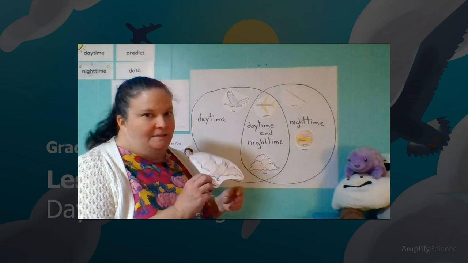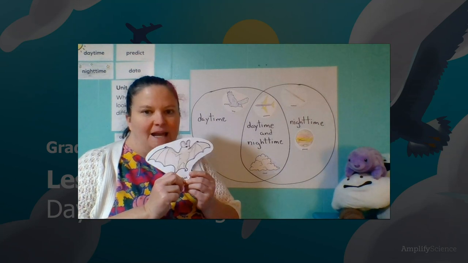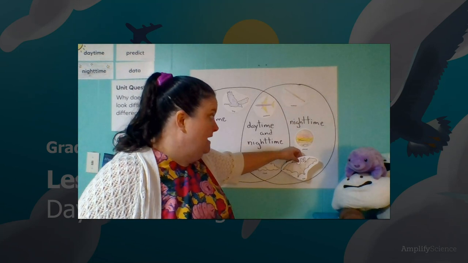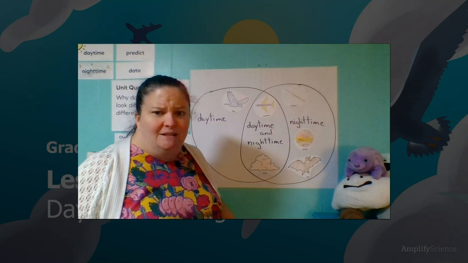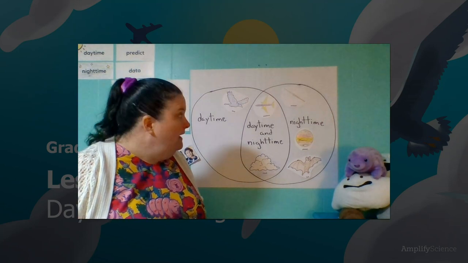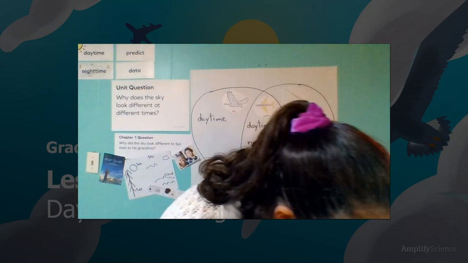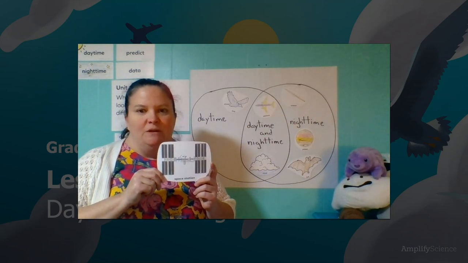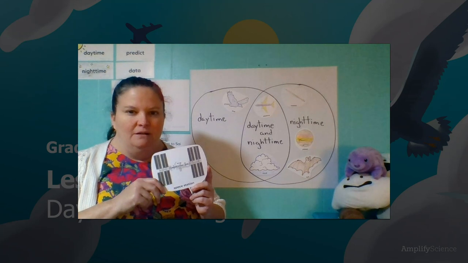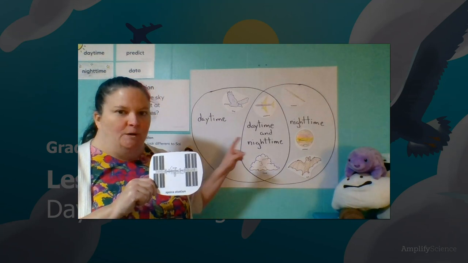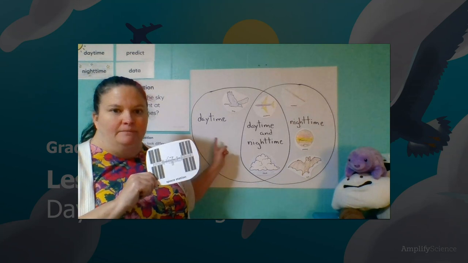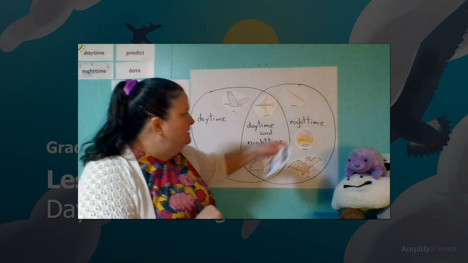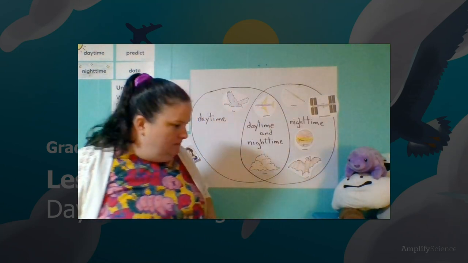How about bats? When do we see bats? Daytime, nighttime, or both? I've only seen bats at nighttime. Have you guys ever seen bats? I love seeing bats at night. How about the space station? Remember in the book they were really lucky and they got to see a space station? When was that? Daytime? Nighttime? Both? I think we can only see the space station at nighttime.